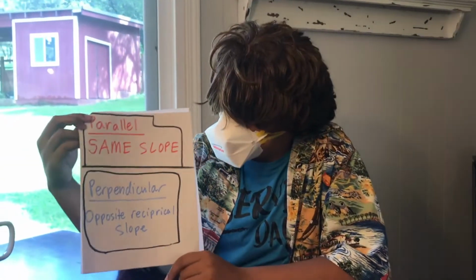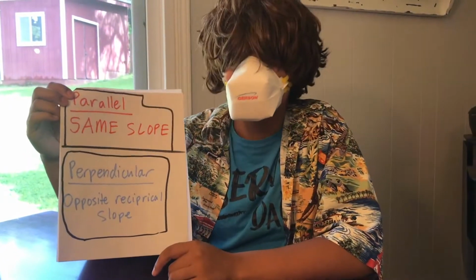So, parallel is same slope. Perpendicular is opposite reciprocal slope.